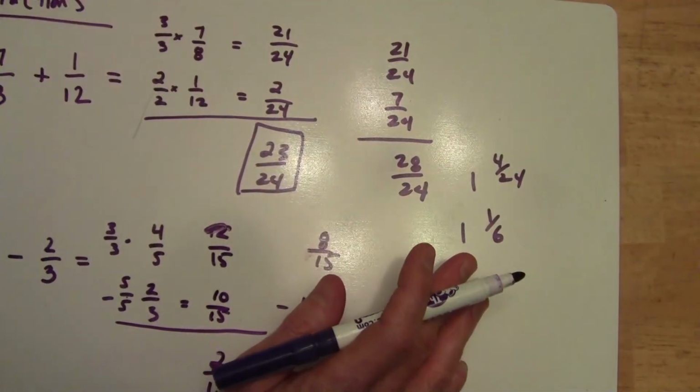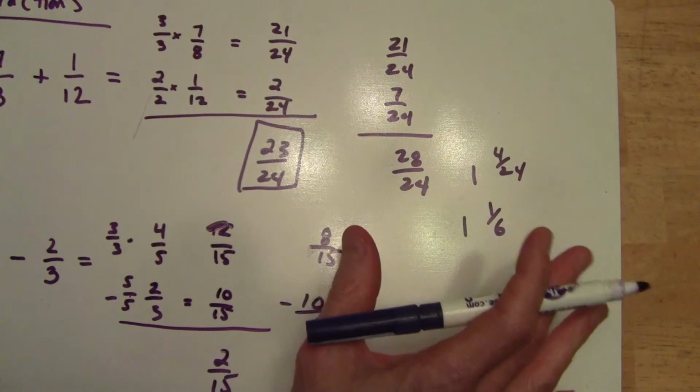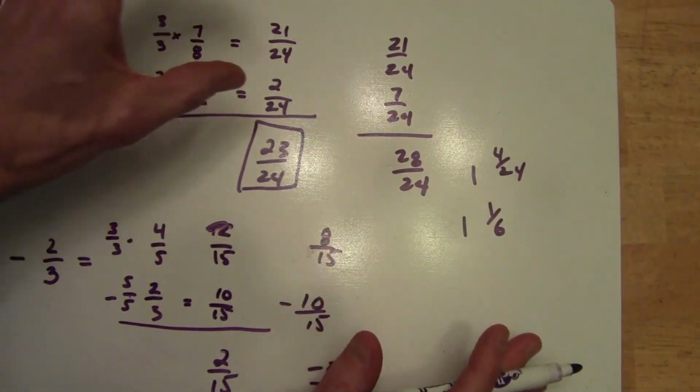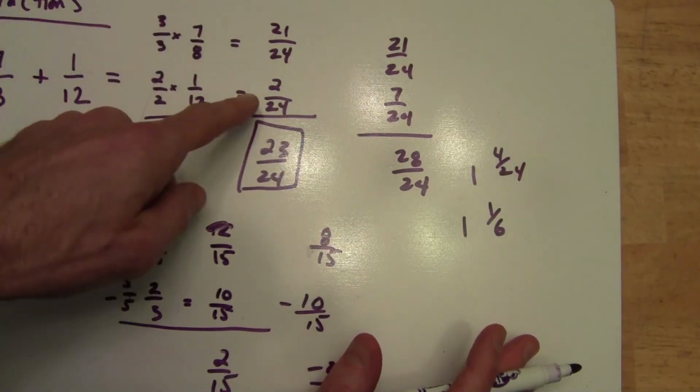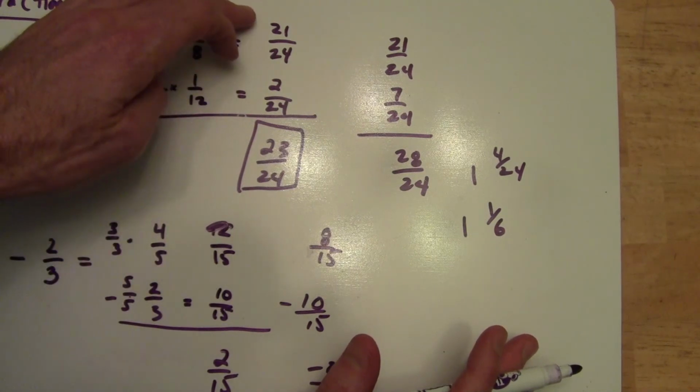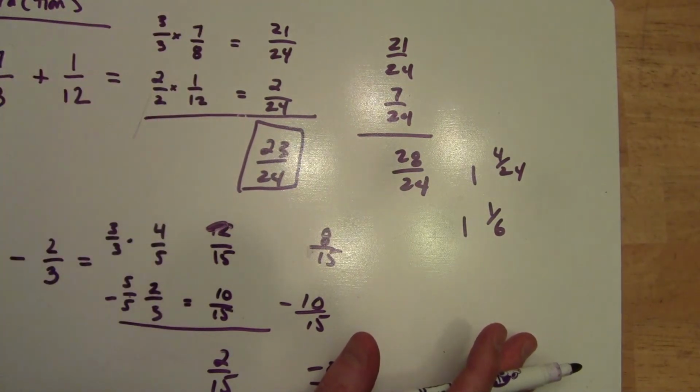Hopefully I didn't throw you guys off and confuse you too much. You can follow along with that. What's important for this little mini lesson is just common denominators. Once you have that, then just add or subtract your numerators. Any questions? Let me know.